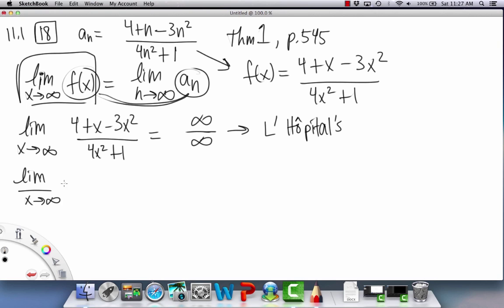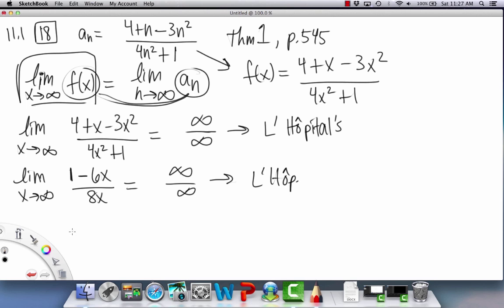So the first derivative of the top, well, why did I put a line there? Hold on, I was thinking about fractions. Okay, so limit as x goes to infinity of, now the first derivative of the top is 4 turns into 0, and then there's a 1 in front of the x, and then minus 6x, over 8x. So let's try it again, and we get infinity over infinity. So we have to do it again.